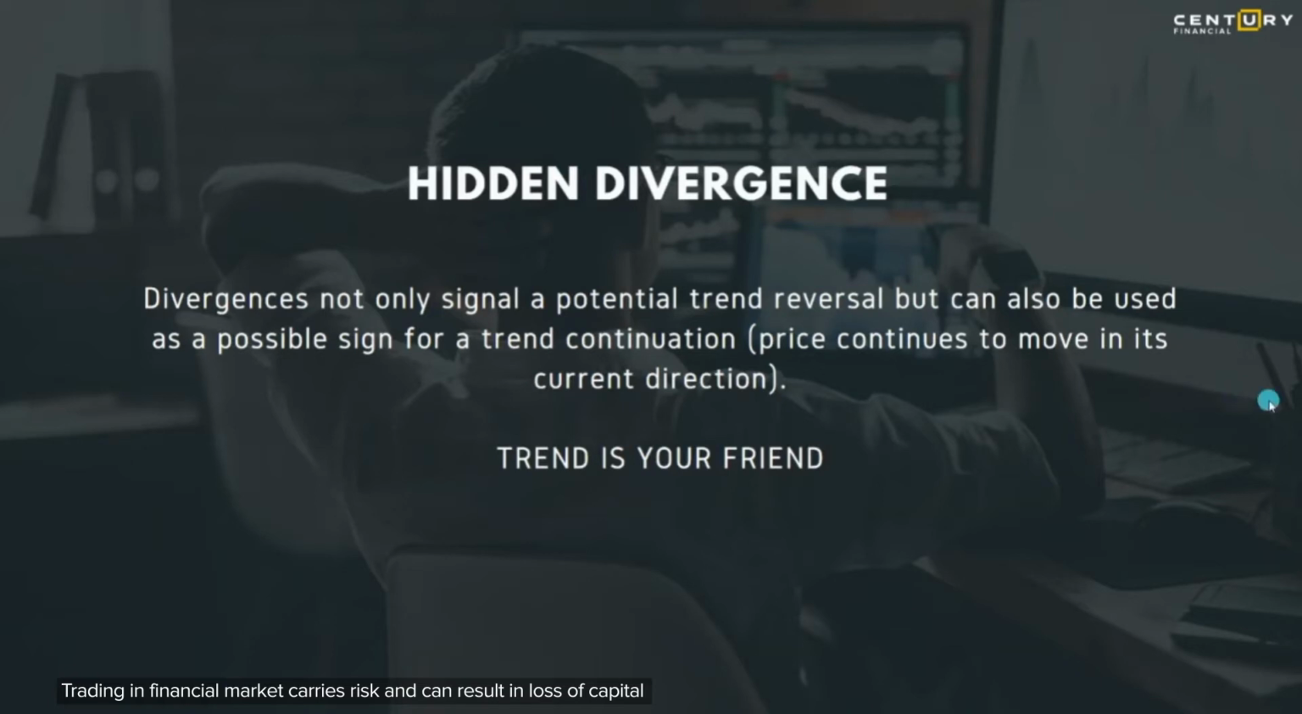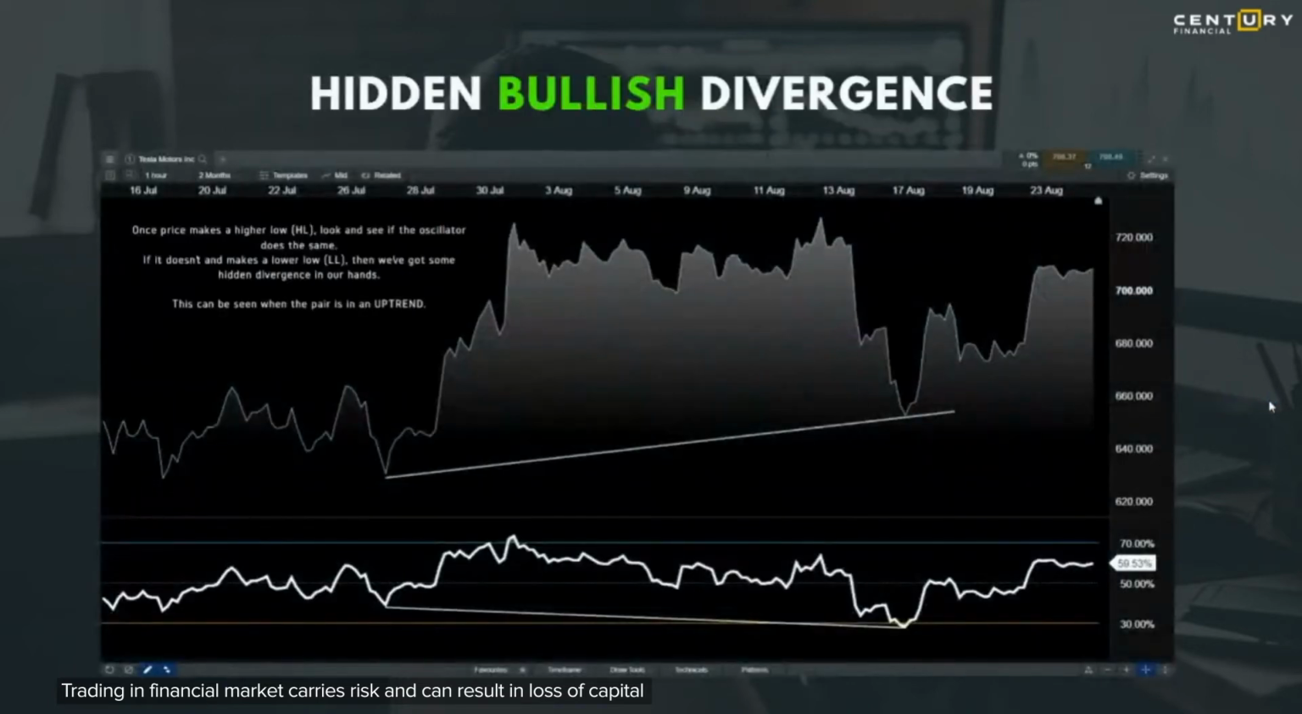Now, coming to the risk management, I will also show you a couple of tips on how to manage your risk, how to minimize your risk, and how to maximize your profit on the examples I'll be showing you in the future. Now, looking at a hidden bullish divergence. In a regular divergence, we are expecting the market to reverse, whereas in a hidden bullish divergence, we are looking at the market to continue on its trend.